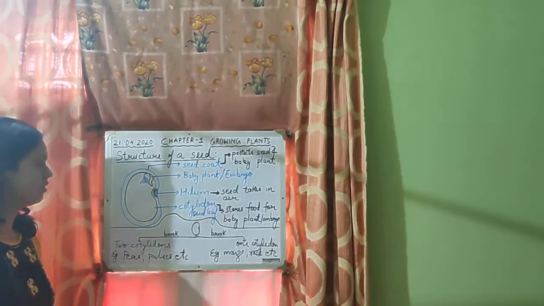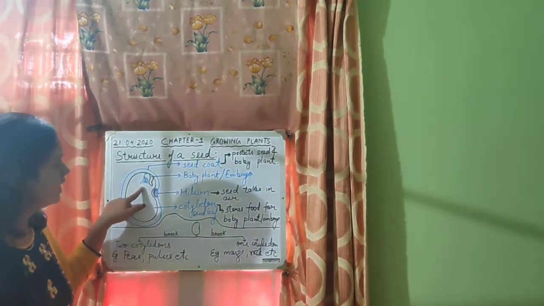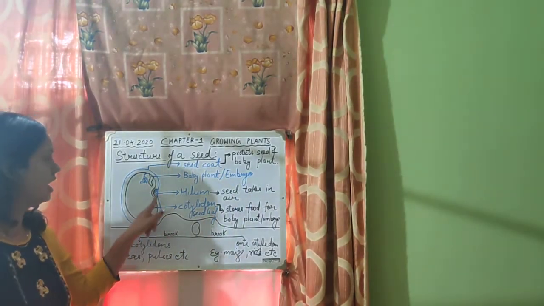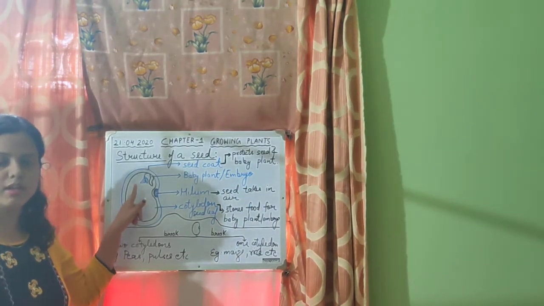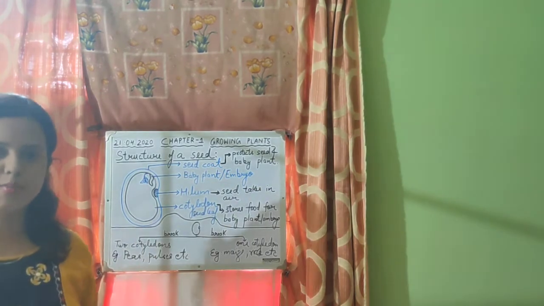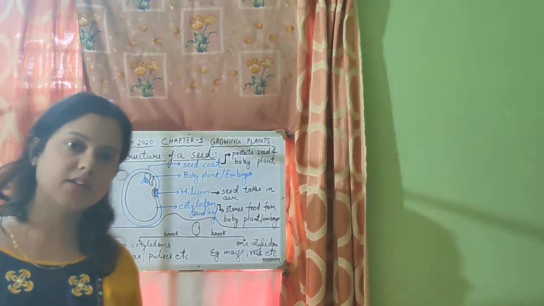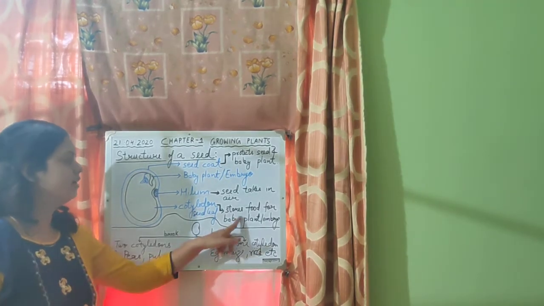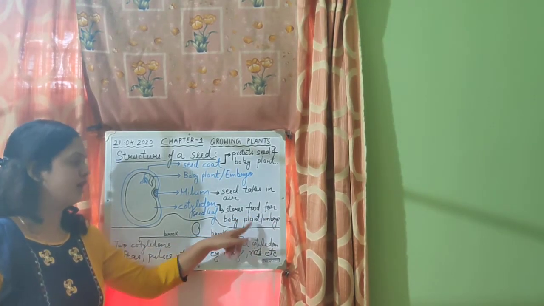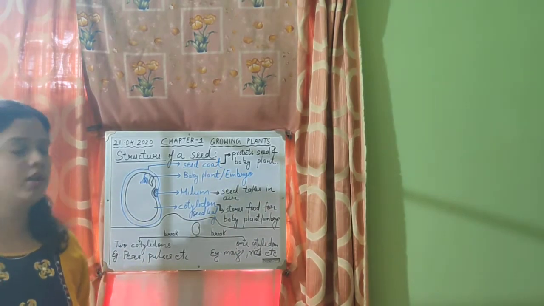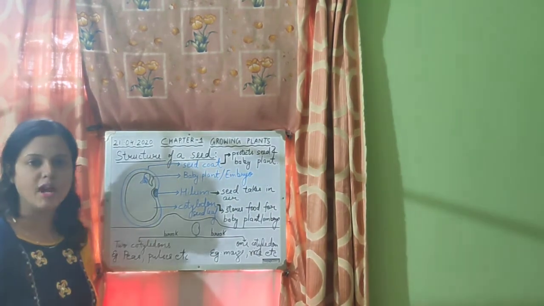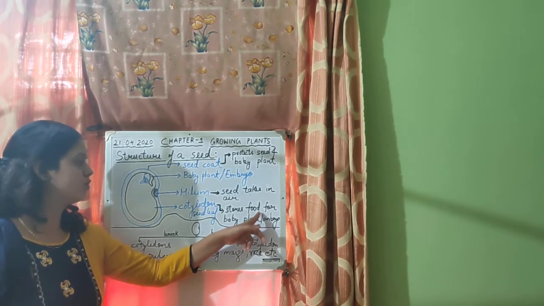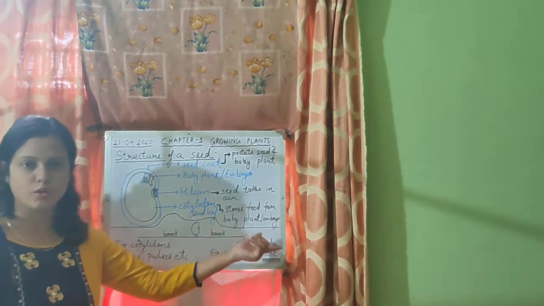Now what is the function of this cotyledon? Now again, this baby plant is a living thing. It needs air to breathe. So hilum provides it the air to breathe. What about the food? The baby plant needs food to survive. So cotyledon is the structure present in the seed which stores food for the baby plant to grow. So who gives food to the baby plant to grow? Cotyledon is the structure which stores food for baby plant to grow.